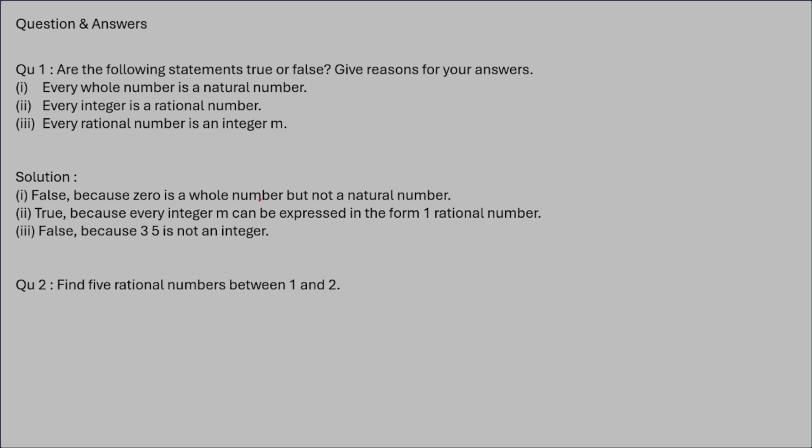So we go to the next point. The question is: are the following statements true or false? Give reason for your answer. We'll go to the first question. Every whole number is a natural number. You know 0 is a whole number, right? Is it a natural number? No, not natural, because natural numbers are only from 1 to infinity, right? So you can say this is a false statement, and the reason is just what we explained: 0 is not a natural number.